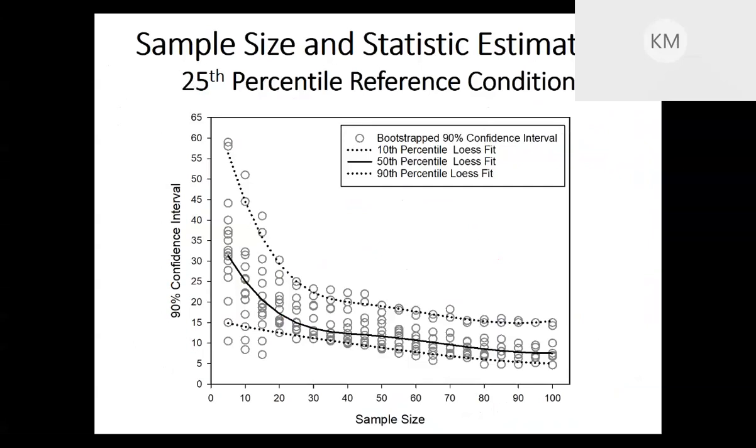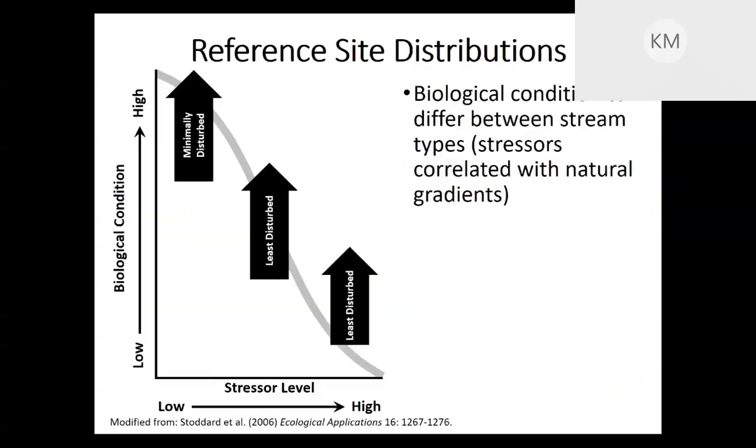Another issue with small sample size is estimating something like the 25th percentile of your reference condition for your IBI scores. When you're below 30 or so samples, there's a pretty wide range, so you have a pretty low amount of confidence in that value representing the true population of sites. So there are a number of reasons why we want to make sure that those reference sites are representative of attainment of that beneficial use.